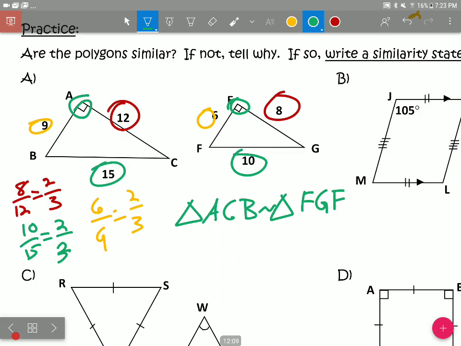EGF. Okay. So I started with the angle that I knew was the same, and then I went in the same order around: the middle side, the bigger side, the smaller side. I could have started here and gone around. If I'd started labeling this one BAC, I would have started here as well, FEG. Doesn't matter where you start, so long as you follow the same pattern with the other one.